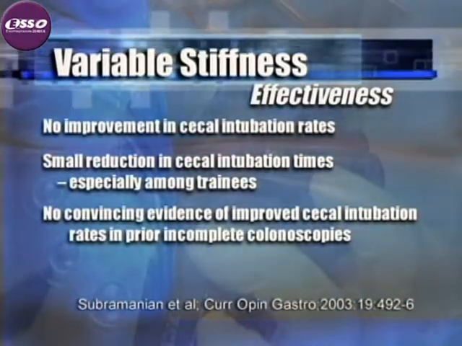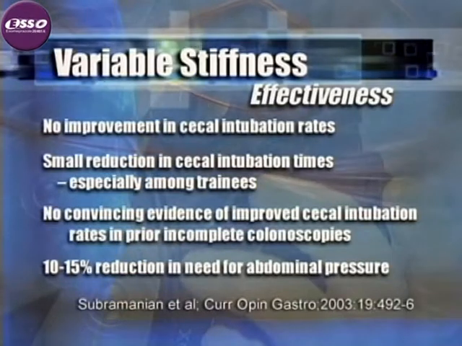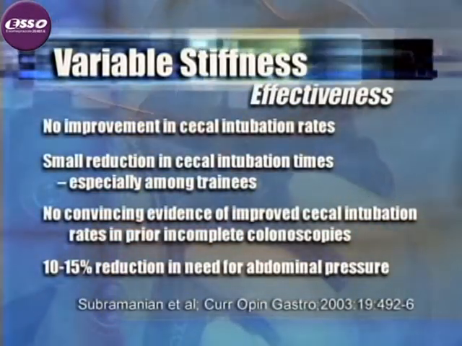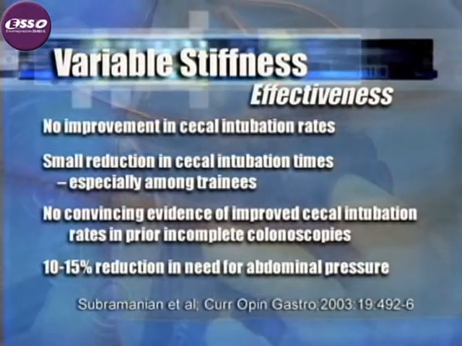A number of studies do show a reduction in the need for ancillary maneuvers, typically on the order of 10 to 15%, and particularly in the need for abdominal pressure. If I could summarize the situation, I would say that lots of people like to have variable stiffness available and believe that it helps, but the hard evidence suggests that there is only a mild improvement in colonoscopy insertion associated with variable stiffness. A very recently marketed development in insertion tubes has been called passive bending.